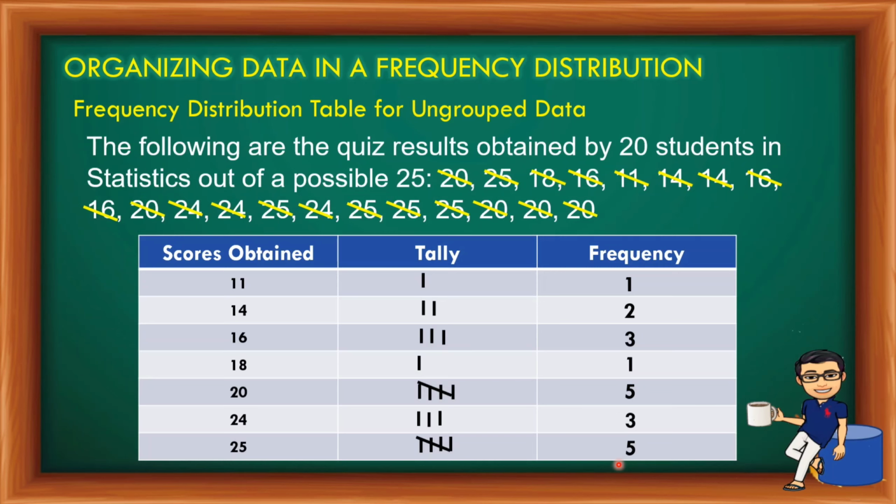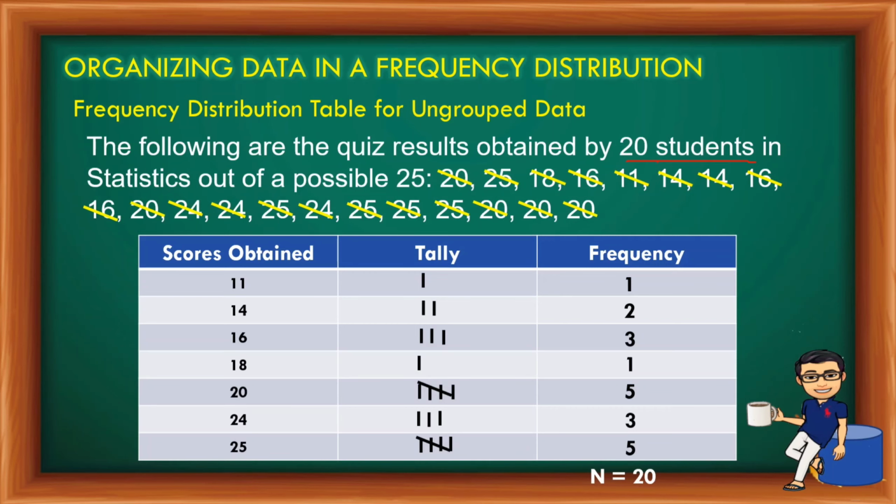So, napakahalaga, after na gawin natin ito, i-add nyo para tumama tayo dun sa 20 number of students. So, add natin 1 plus 2, 3 plus 3, 6 plus 1, 7 plus 5 is 12, plus 3, 15 plus 5 is 20. So, n is 20. So, tama tayo dun sa number of student na 20 na we are talking about. So, that's all about organizing data in a frequency distribution for ungrouped data.